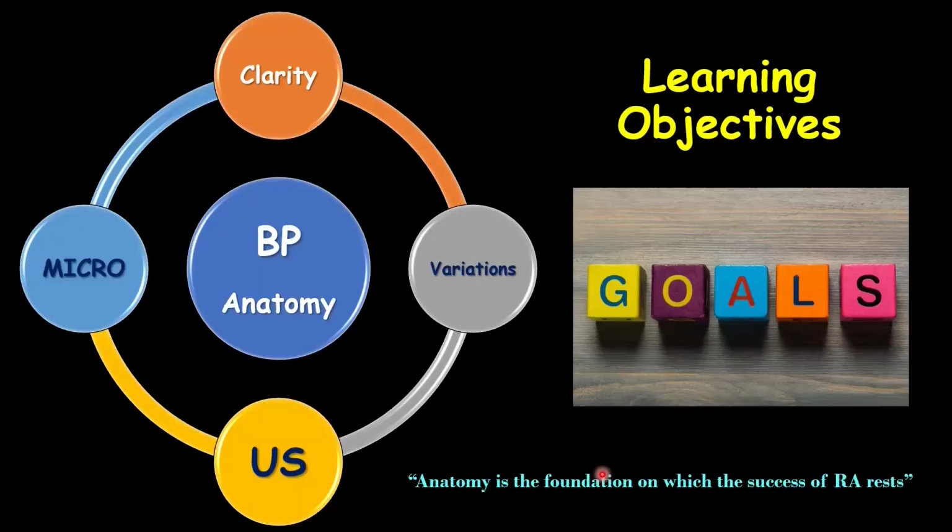Today, we will aim to deepen our understanding of the brachial plexus anatomy, explore its anatomical variations, and discuss how this knowledge can be effectively integrated into our clinical practice in the current era of ultrasound guided regional anesthesia. We will also touch upon the relevant microanatomy and the dynamics of the local anesthetic injections.